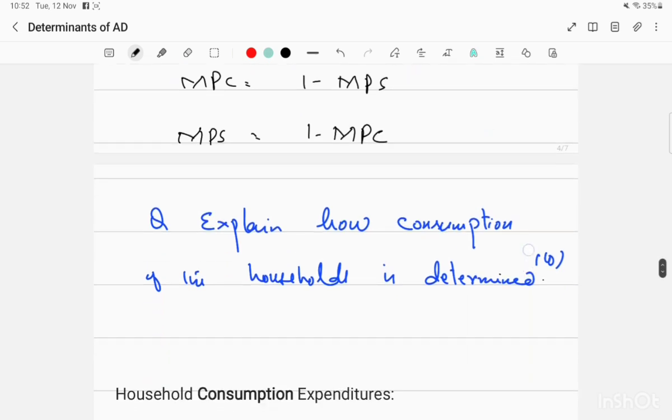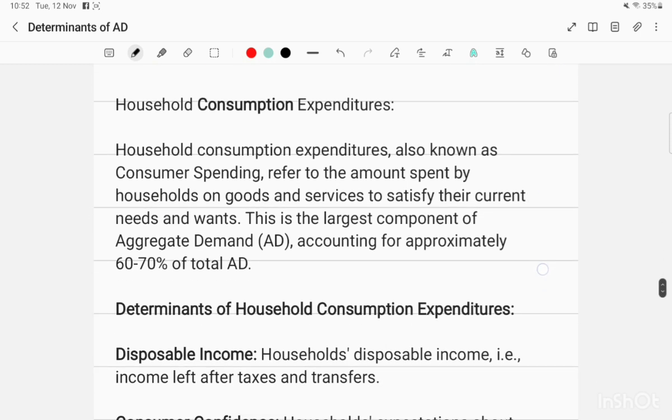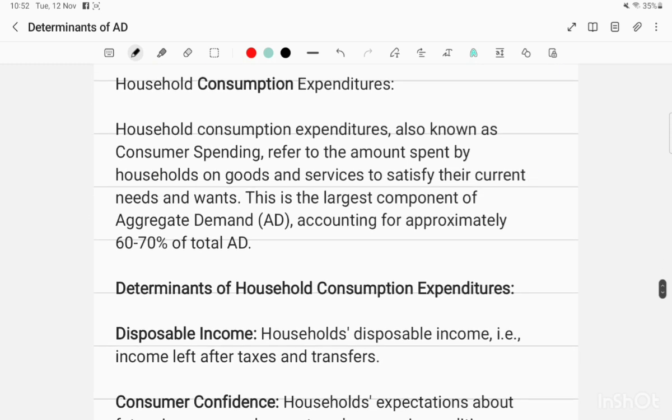Explain how consumption of the household is determined. There can be different determinants of the consumption function. Household consumption expenditure, also known as consumer spending, refers to the amount spent by households on goods and services to satisfy their current needs and wants. This is the largest component of aggregate demand, accounting for approximately 60 to 70% of total aggregate demand.